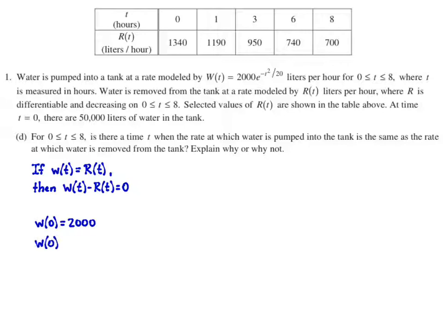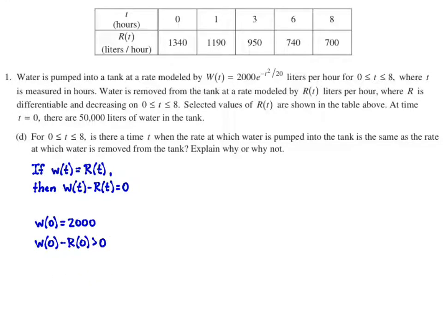I know r of 0 is 1340, okay, because that's given in the equation. And therefore, 2,000 minus 1340 is going to be a positive number. It's greater than 0, okay?